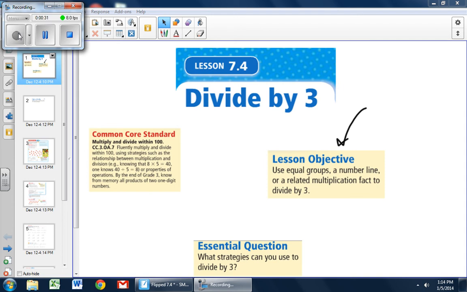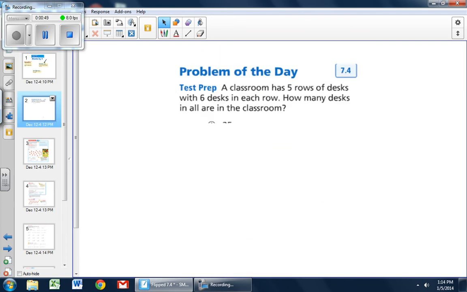Our essential question is, what strategies can you use to divide by 3? Again, it's going to be going back to these 3 things. Don't forget to pay close attention to that essential question so that you are able to journal about it in your math journal. So, problem of the day.